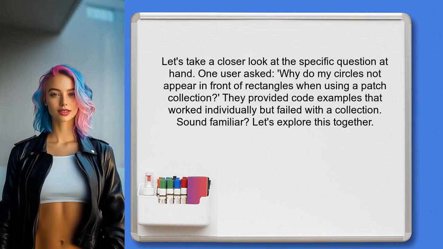Let's take a closer look at the specific question at hand. One user asked, "Why do my circles not appear in front of rectangles when using a patch collection?" They provided some code examples that worked individually but failed when using a collection. Sound familiar? Let's explore this together.